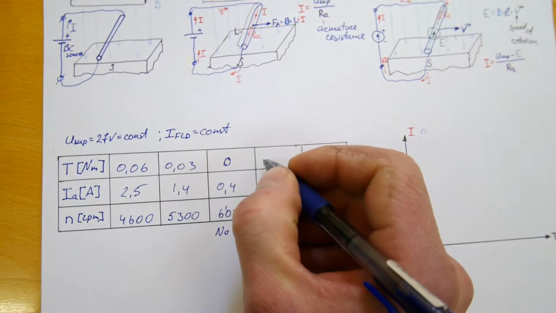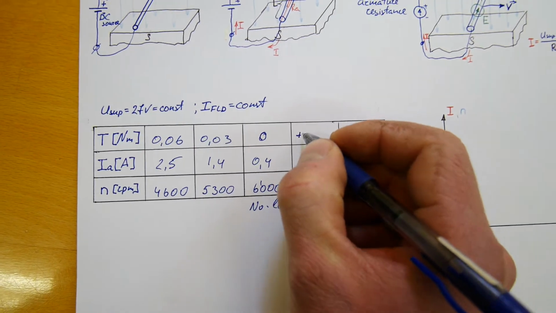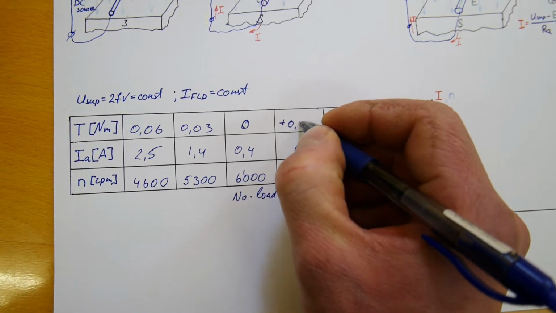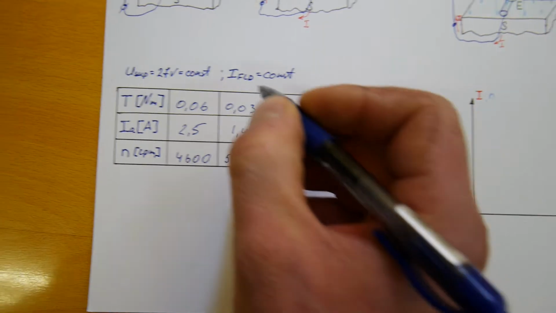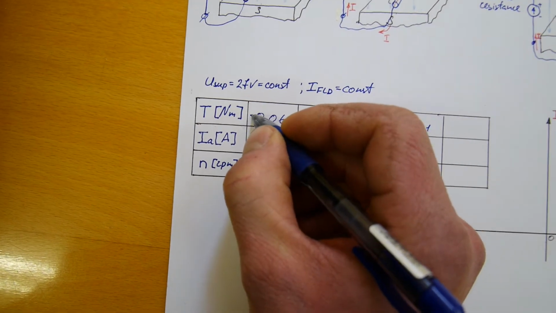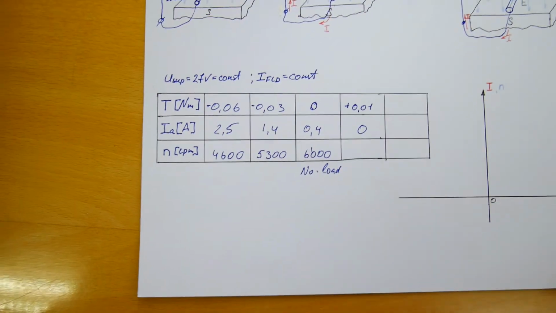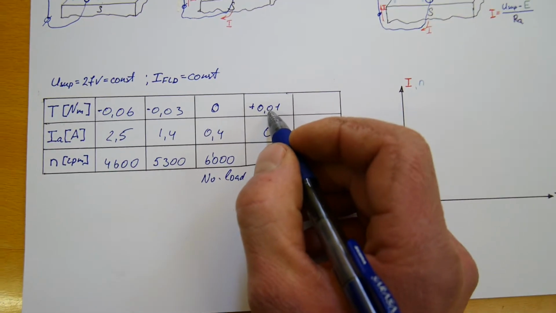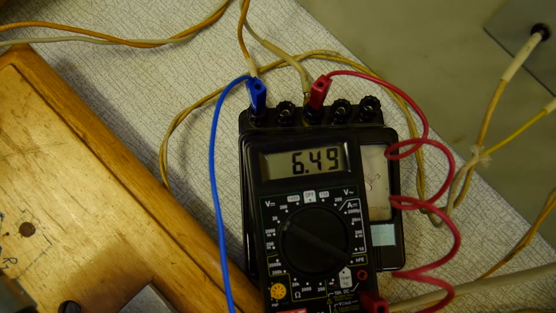So now we have added 0.01 Newton meter. This was subtracted before because it was the brake, and here we add the torque. What about speed? Speed is 6,000.5.